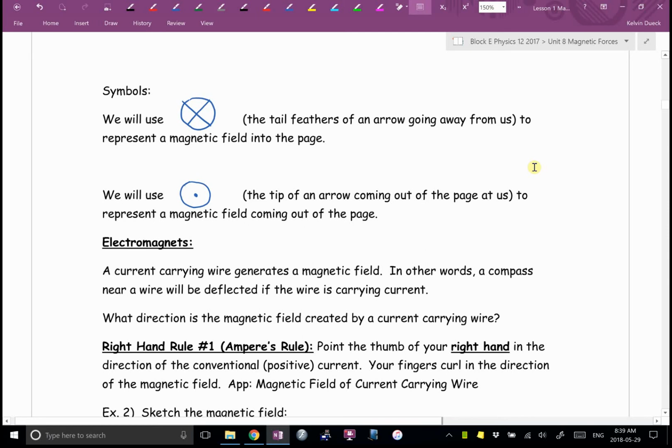We're going to spend some time asking how we can figure out the direction and the magnitude of magnetic fields caused by currents. And there's something called the right-hand rule. In fact, there are 3 of them.